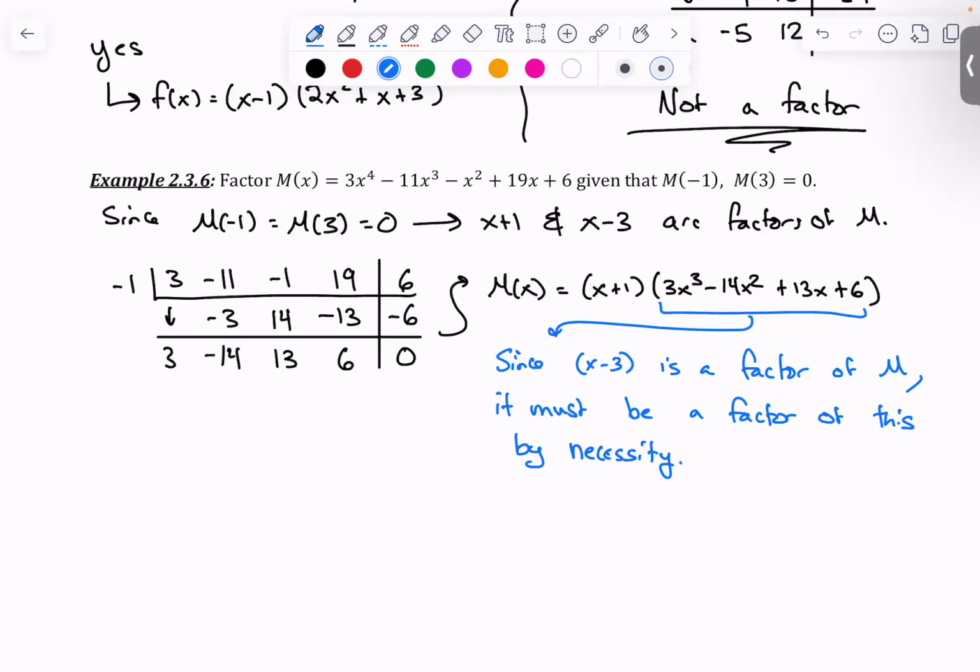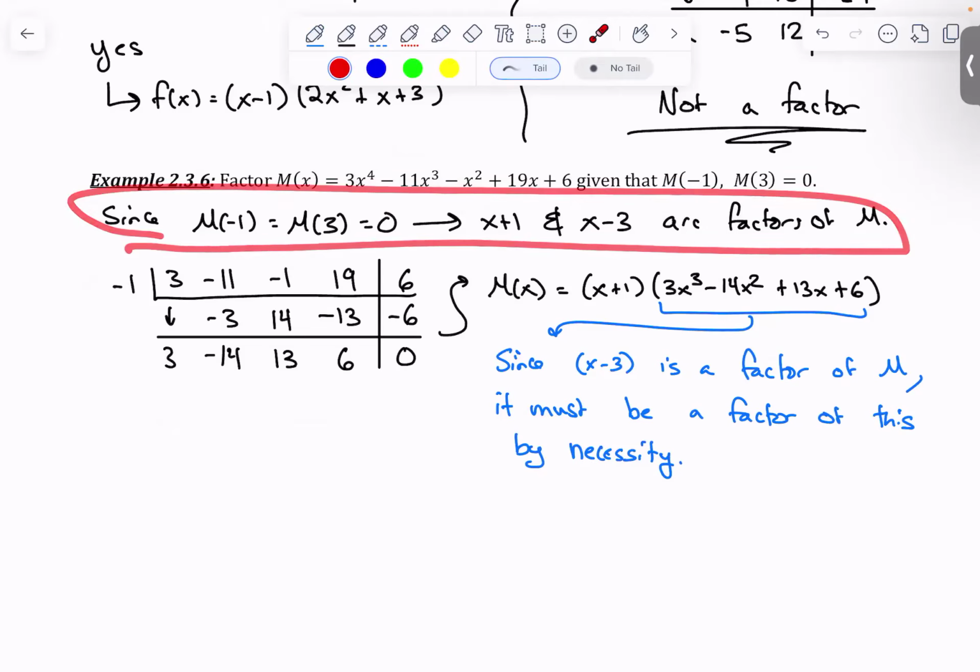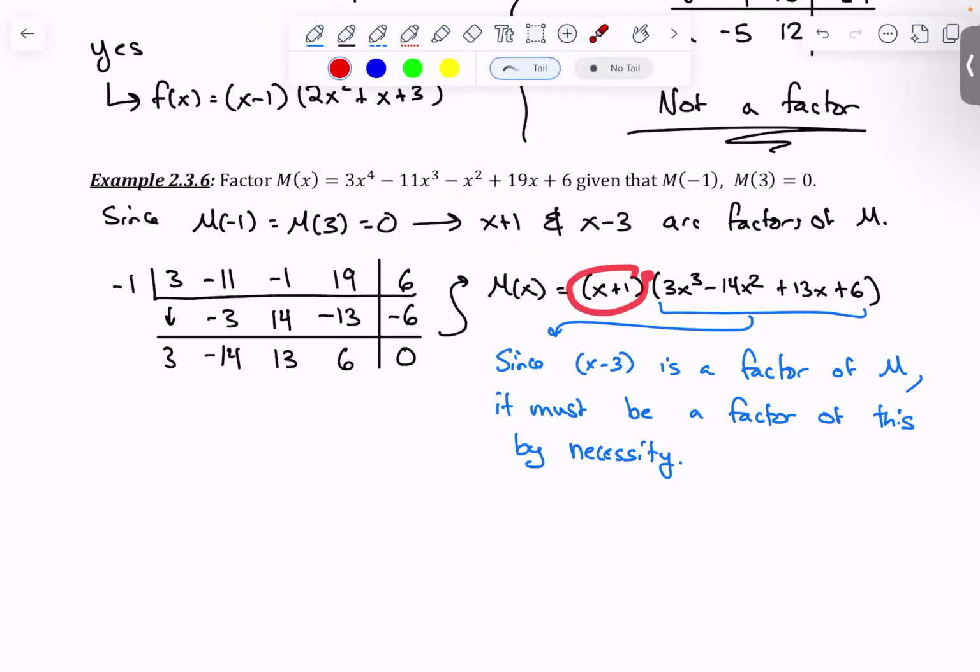We know that it's a factor of m. That's what this first line said. So it's clearly not a factor of x plus 1 because x plus 1 is already broken down as much as possible. So it must mean that x minus 3 has to divide m. And this is just another way to write m. So it can't divide x plus 1, so it has to divide that. So that's how we'll break it down further.